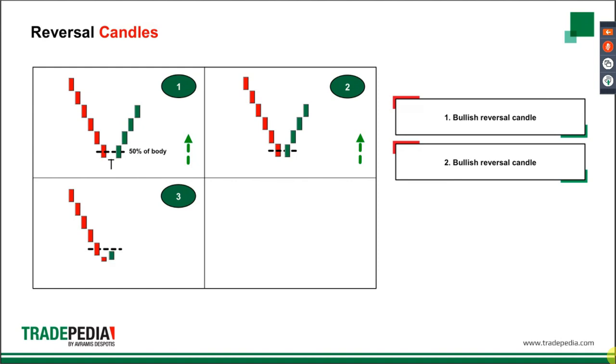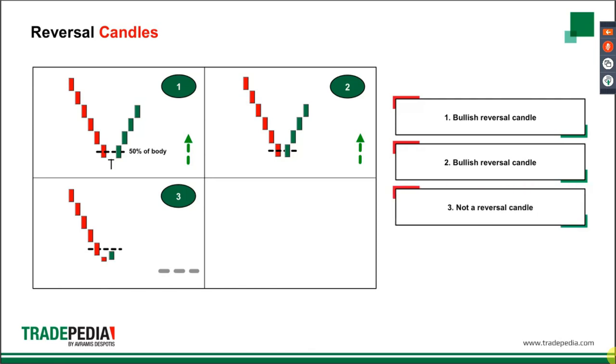Pattern number 3, you can see that this candle didn't close above the midpoint, so we will consider this to be neutral. And then this is pattern 3, and then we have pattern 4. So pattern 4 over here.